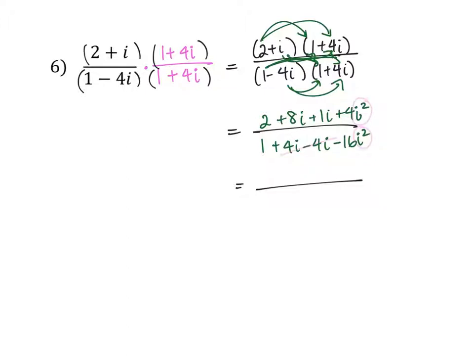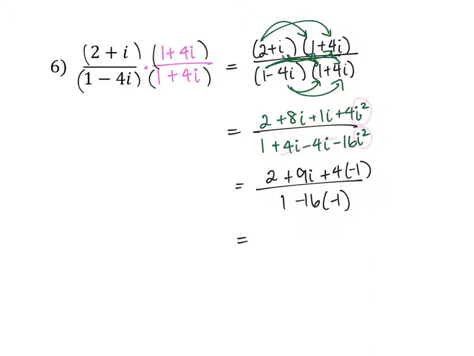So looking at this top part here, I have a 2 that I'm going to bring down. I also notice the middle terms here are both i, so I can combine those. 8i plus 1i gives me 9i. And then I have a 4 times a negative 1. And then the bottom is a 1 minus 16, and then it's multiplied by i squared, which is negative 1.